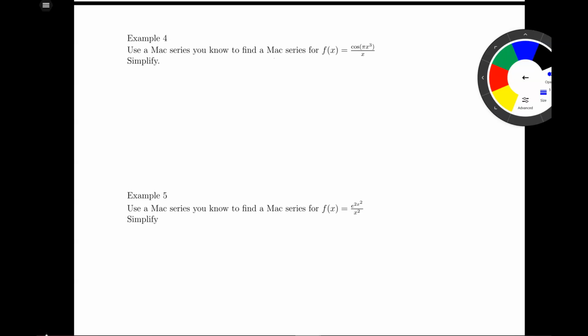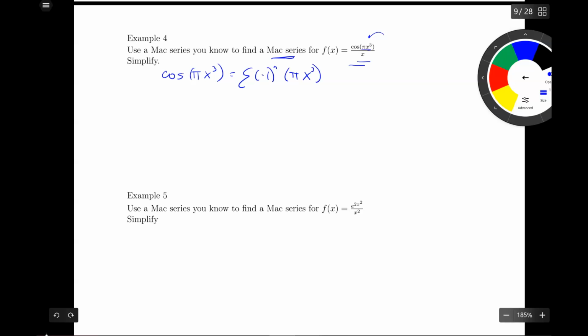So let's play with this again. So we're going to find the Maclaurin series for this expression. There's things inside the angle, and it's being divided by an x. So I'm going to go slow. So cosine of pi x cubed. So I get -1 to the n, pi x cubed all to the 2n over 2n factorial.